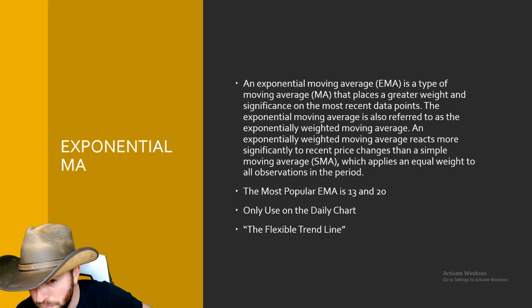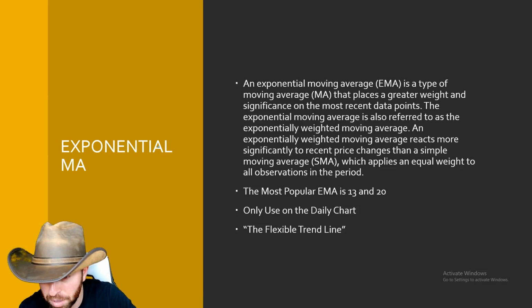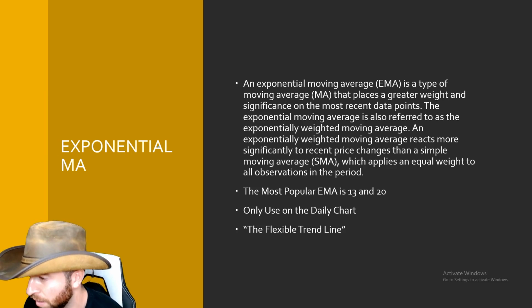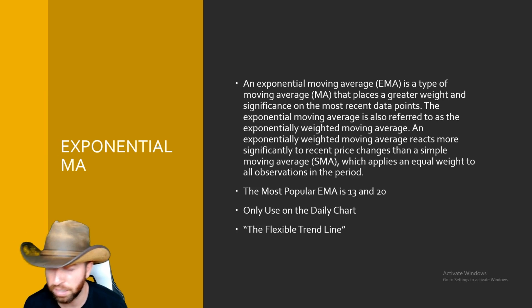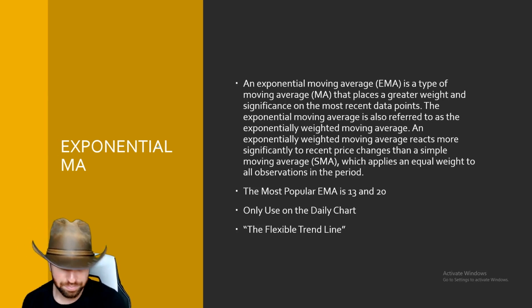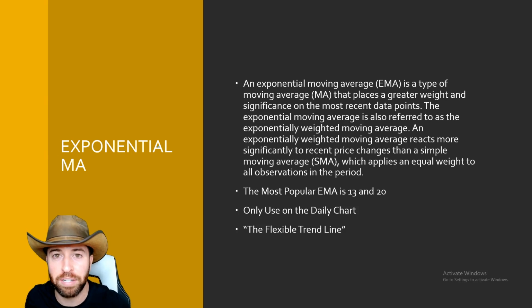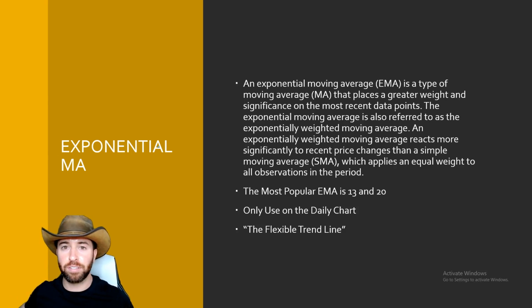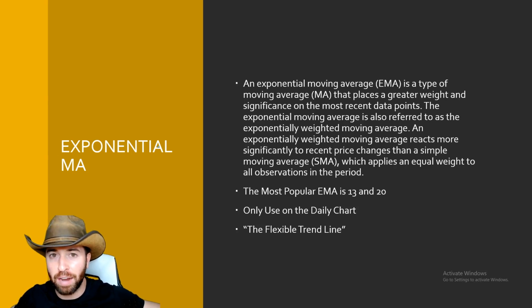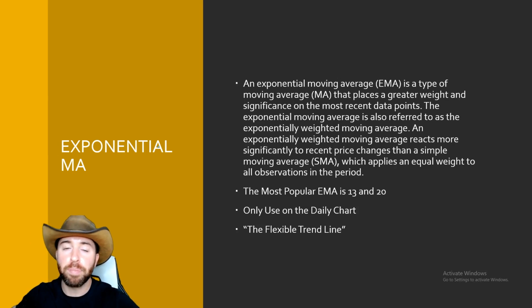An exponential moving average reacts more significantly to recent price changes than a simple one, which applies equal weight to observations in the period. We're going to, again, get the flux capacitor wrapping over around the, and it's like, what? So again, we don't need that. So let's just break it down to what we just did. What we just broke down with the 200-day and the 50-day moving average, we use the most popular moving averages to be able to determine support and resistance.